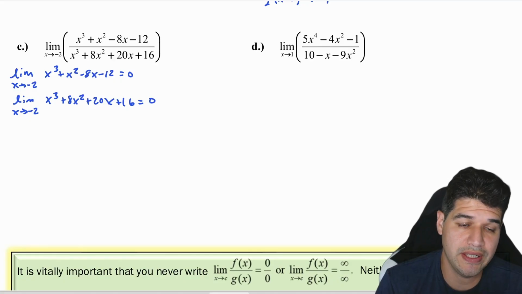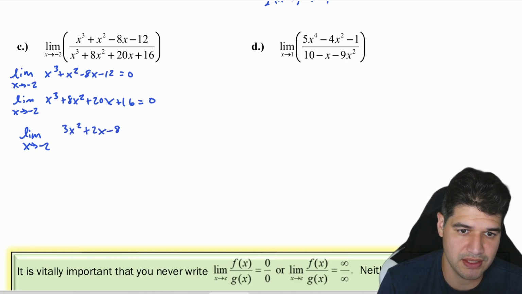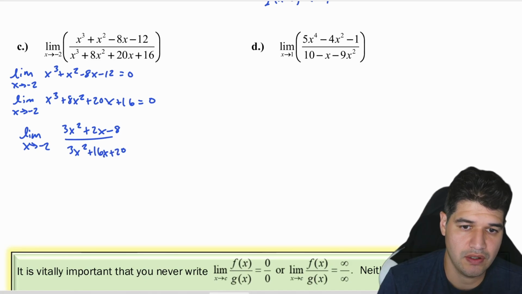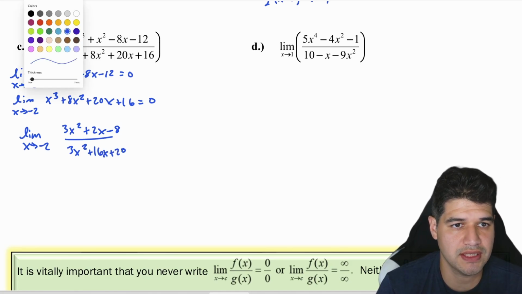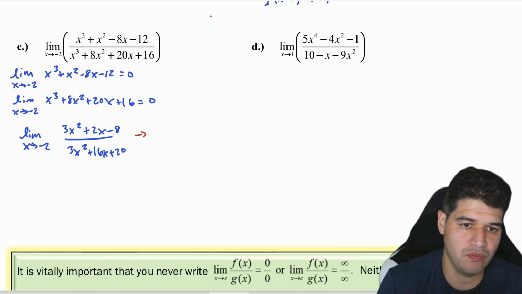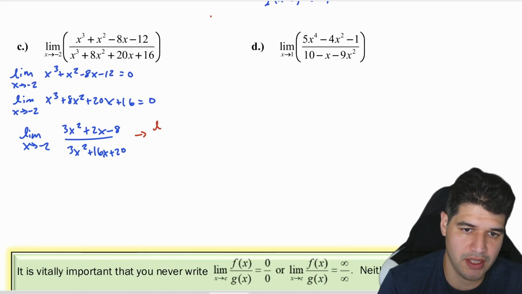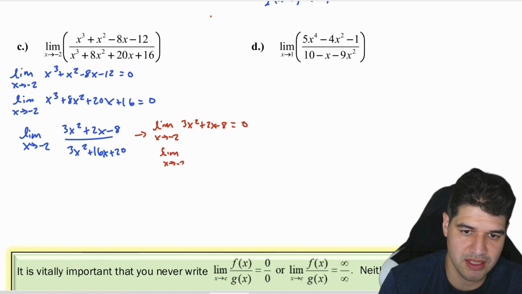Now what we're going to do is apply L'Hopital's rule. So the limit as x approaches -2 of 3x squared plus 2x minus 8 over 3x squared plus 16x plus 20. All right, so let's look at what happens off on the side here when I find these limits of the numerator and the denominator. The limit as x approaches -2 of the numerator, 3x squared plus 2x minus 8, comes out to be 0. And the limit as x approaches -2 of the denominator, 3x squared plus 16x plus 20, also equals 0.